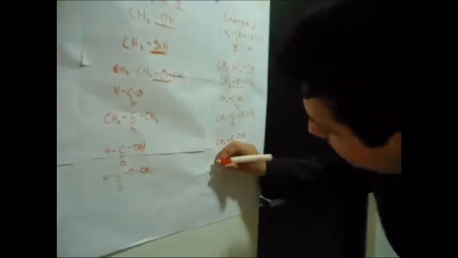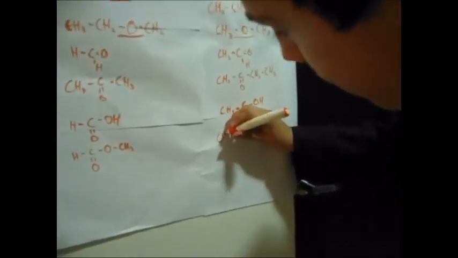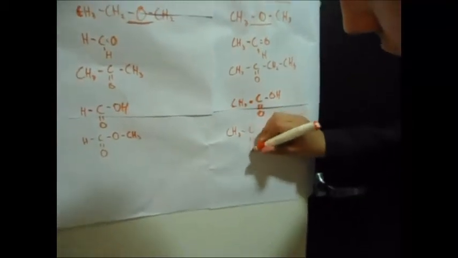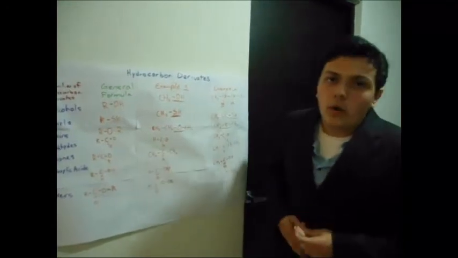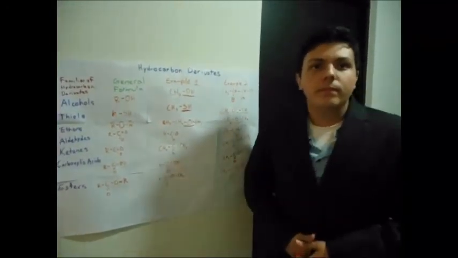Now, for the second example, it will be methyl ethanoate. Sorry. It will have the alkyl group. We will have the methyl, then the carbon with the double bond of oxygen, then the oxygen that combines, and the methyl once again. And with this, we are done with all the hydrocarbon derivatives that we are going to show you.